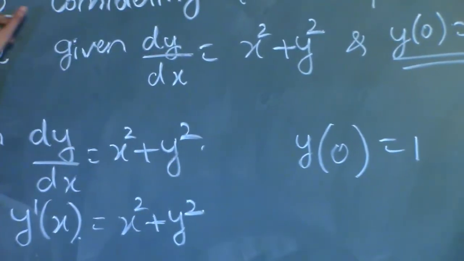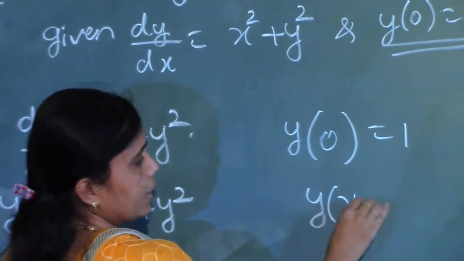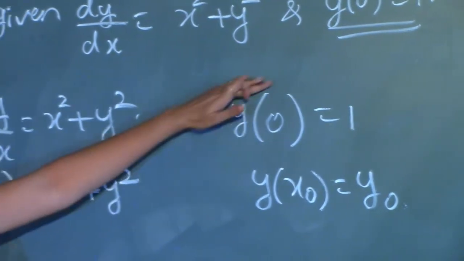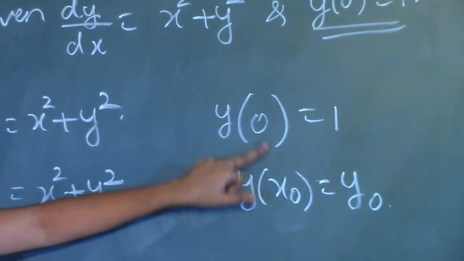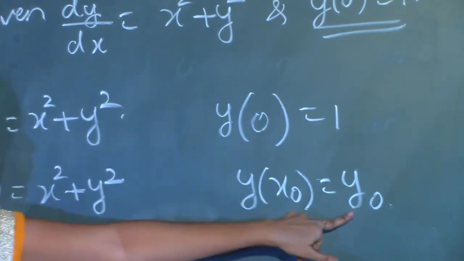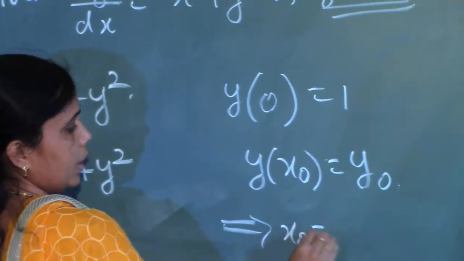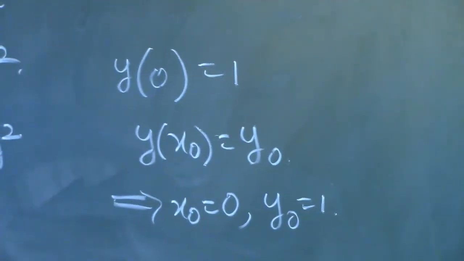In the general method of Taylor series method, we have used the initial condition as y of x naught is equal to y naught. Now compare these two equations. In place of x naught, it is 0. So x naught value is 0 and y naught value is 1. So on comparing these two, we have x naught is equal to 0, y naught value is equal to 1.